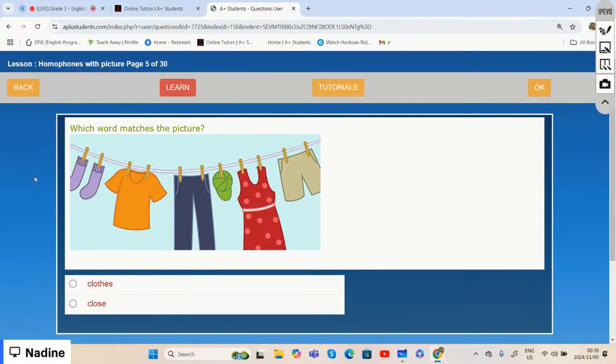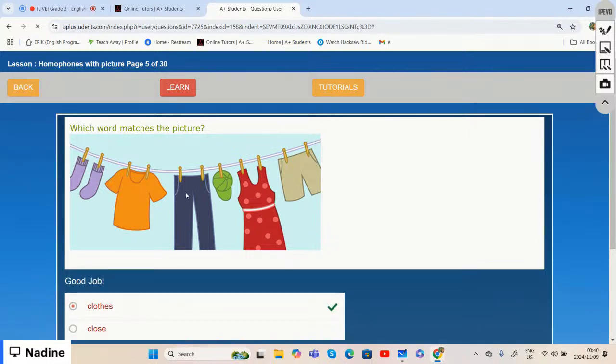And if we were to choose a word that matches the picture, then yes, we'll go with option one. It's clothes that we wear that's hanging on the line. The other word, close, is to open or close, or open and shut.